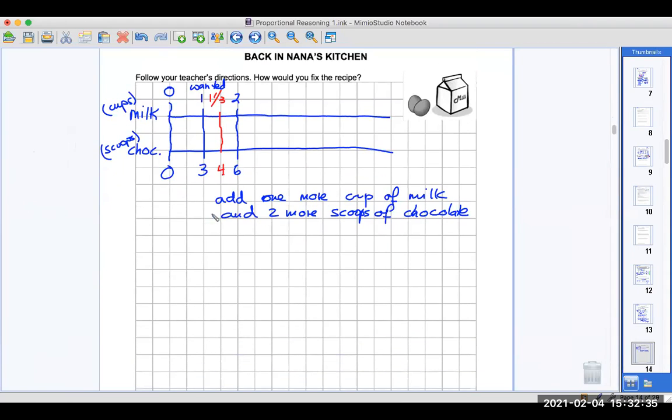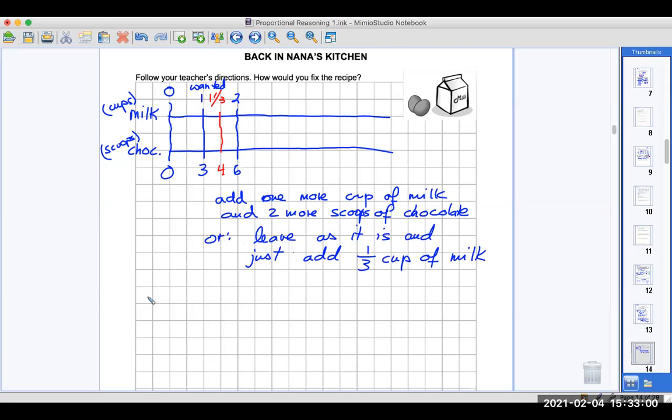Or, leave as it is, and just add 1/3 cup of milk.